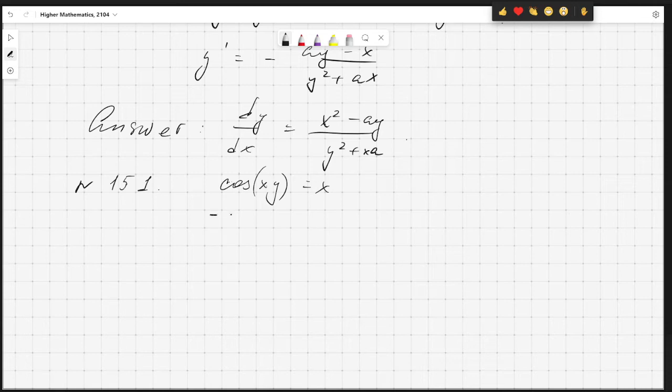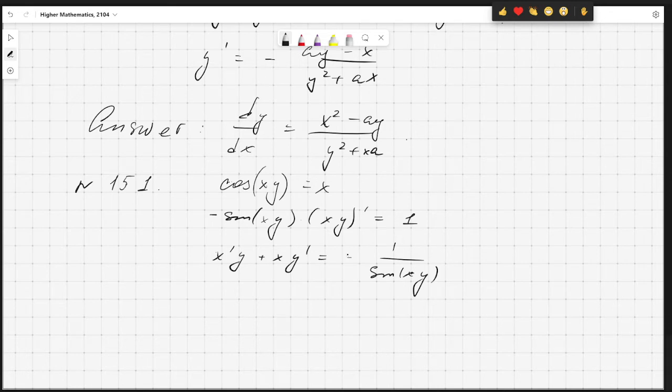Find the derivative of both parts. We will have x prime y plus xy prime equals minus 1 over sine of xy, not minus, and we have x prime is 1, x y prime equals minus 1 over sine of xy minus y.